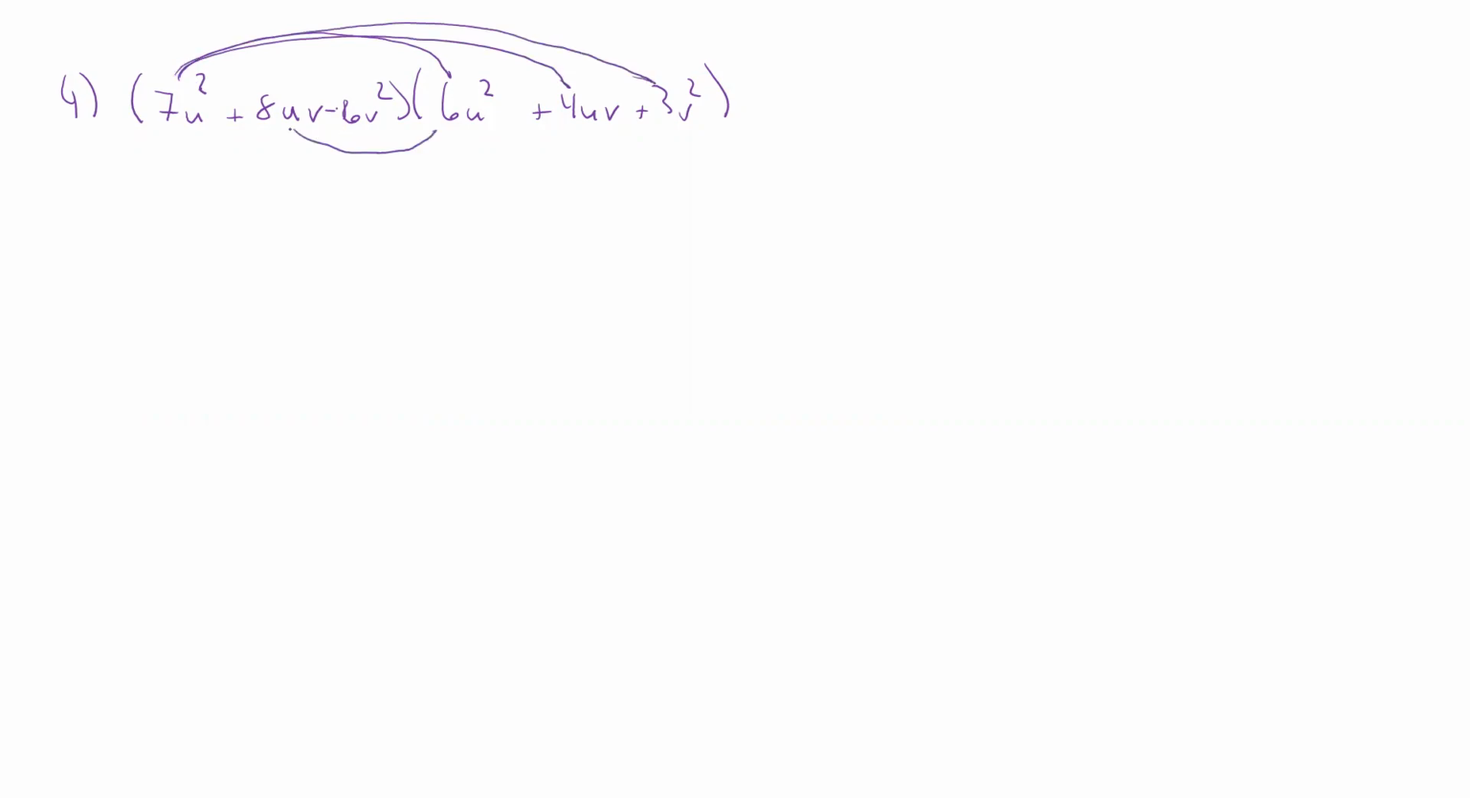So let's say we have 7u squared plus 8uv minus 6v squared times, let's say we have 6u squared plus 4uv and then plus 3v squared. All right. So again, each term here is going to be multiplied by each term over here, and then each term is going to be done again.